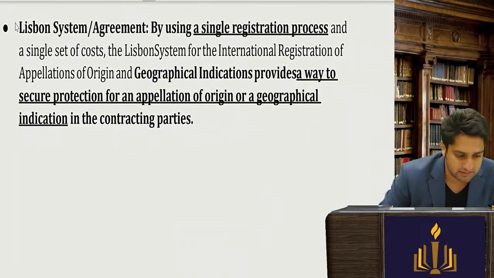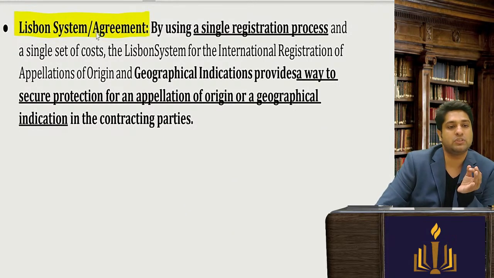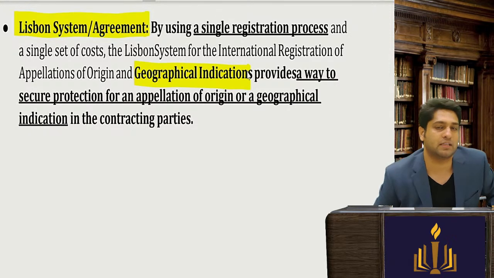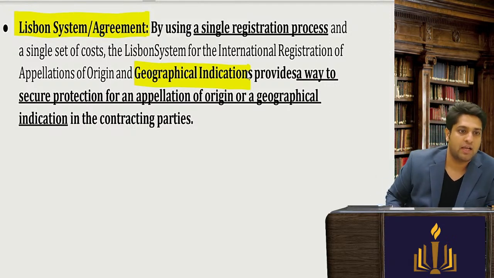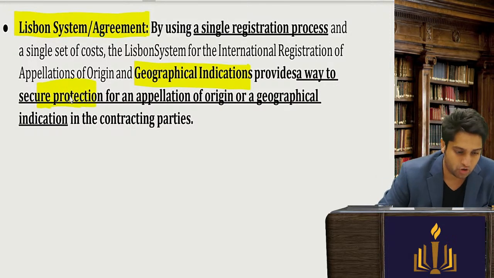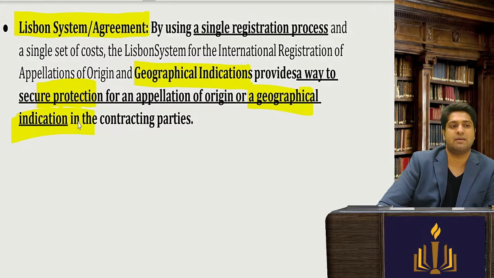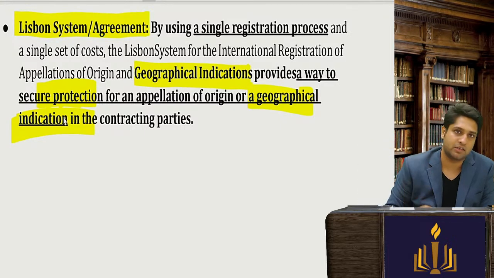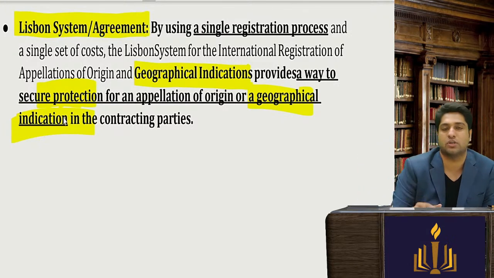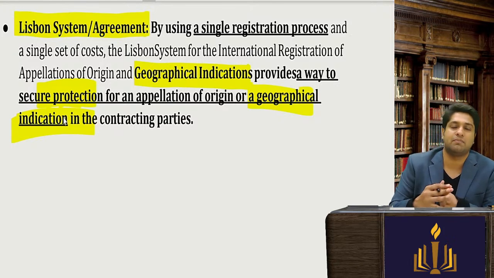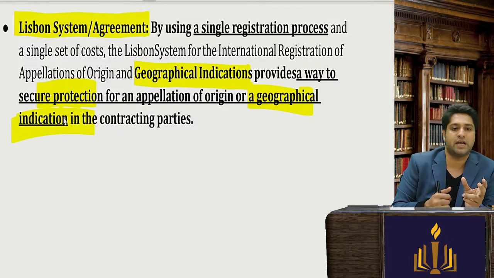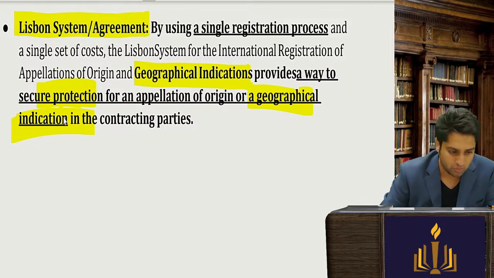Then comes your Lisbon System Agreement. This is with respect to GI, just mark it as geographical indications. Now the Lisbon Agreement, by using a single registration process and a single set of costs, provides for registration and protection of GI marks. So GI marks are if a particular product is coming from a certain territory, a mark can be allocated, and the producers or developers of that area can use this mark. For example, your Ratnagiri mangoes, Alphonso mangoes, they put a special GI mark. They can get registered not only in India but all over the world through the Lisbon Agreement.